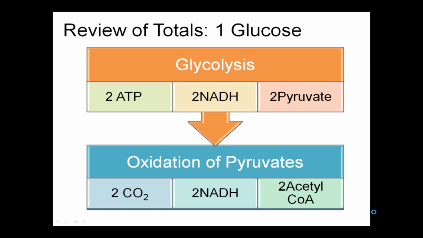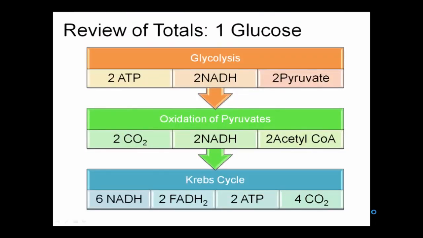From there, we oxidize our pyruvate, and we form, these are totals for both pyruvates, 2 CO2s, 2 NADHs, and 2 acetyl-CoAs. And lastly, the Krebs cycle. Our 2 acetyl-CoAs are then further oxidized into 6 NADHs, 2 FADH2s, 2 ATPs, and 4 CO2s.